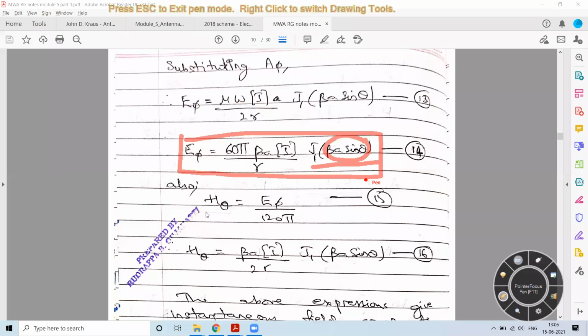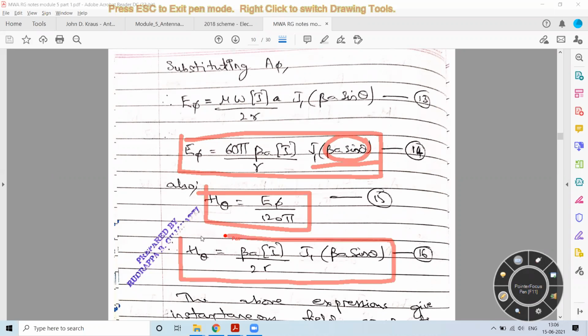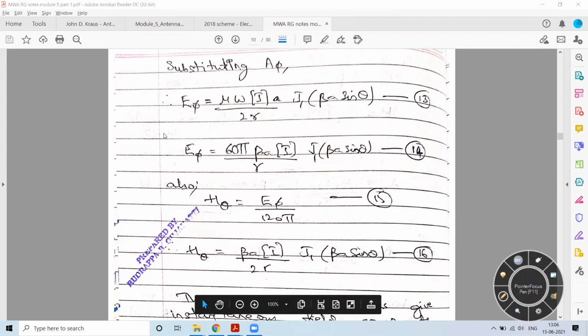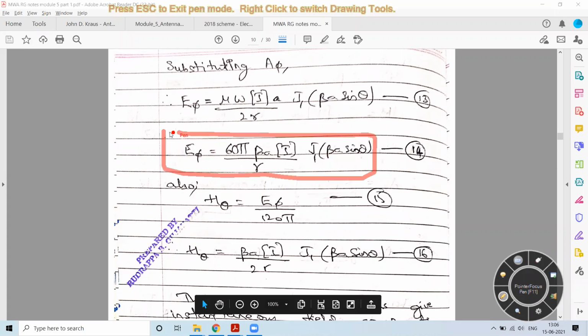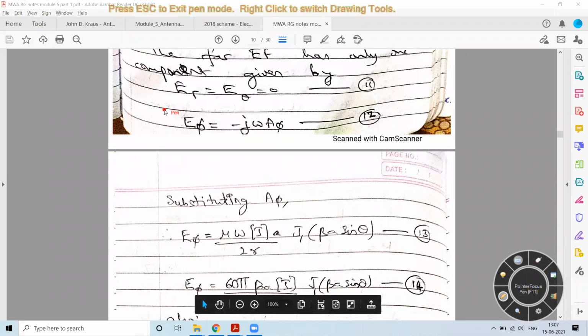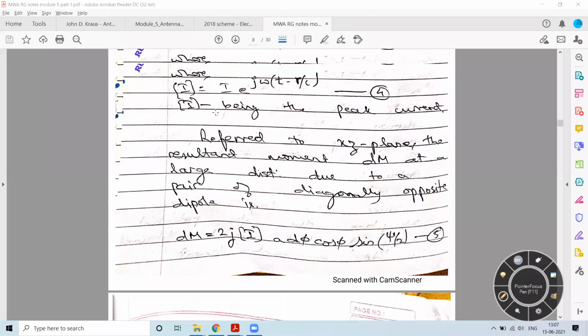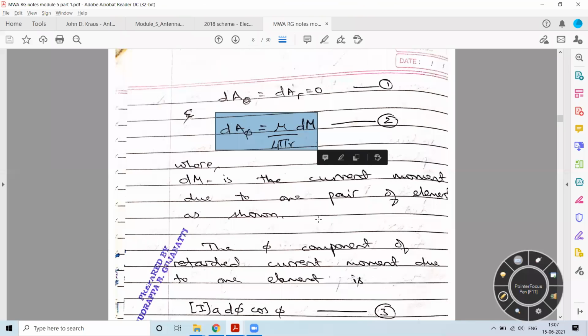Now from this we can obtain H theta. H theta is E phi divided by 120 pi. When we substitute the equation for E phi, we obtain equation 60. These are the two field values we will be looking at for loops in the general case. To obtain the field, we need the equation for the vector retarded potential in the phi direction, so for that we again refer to the entire system and this equation to obtain the result.